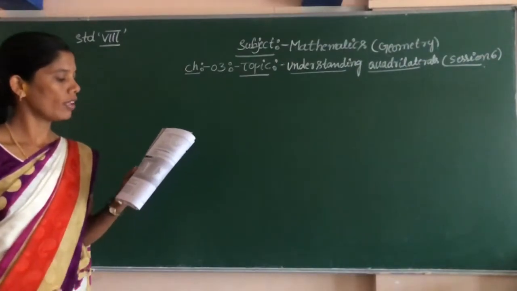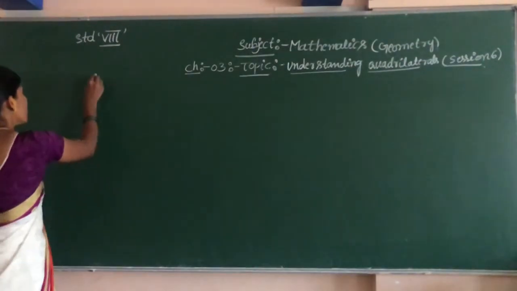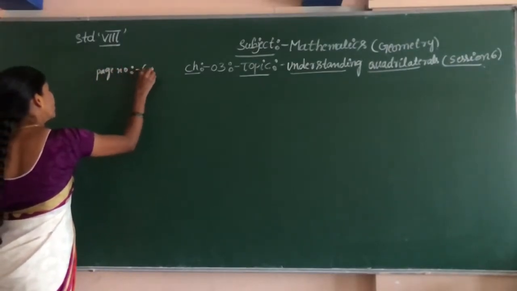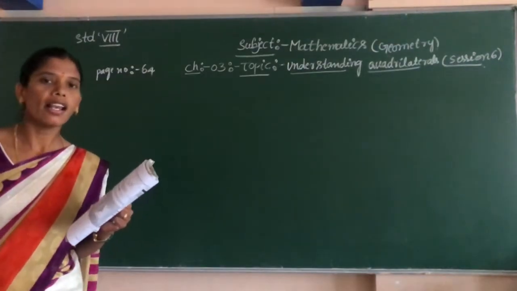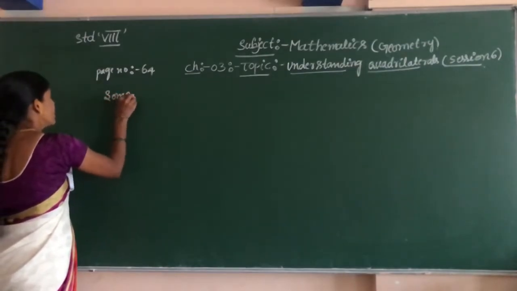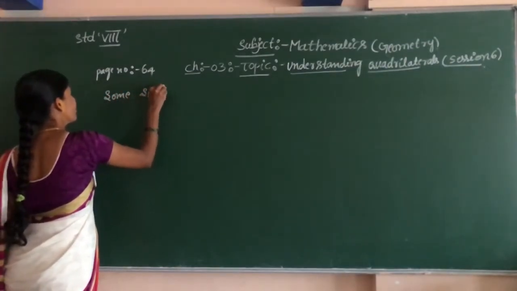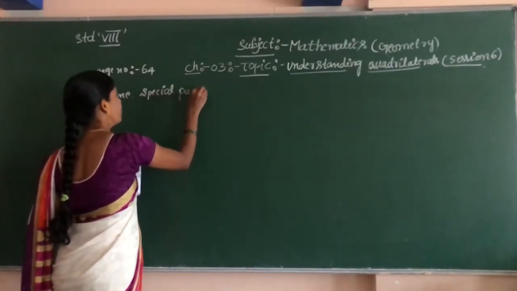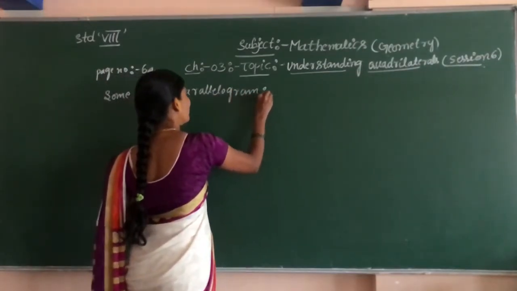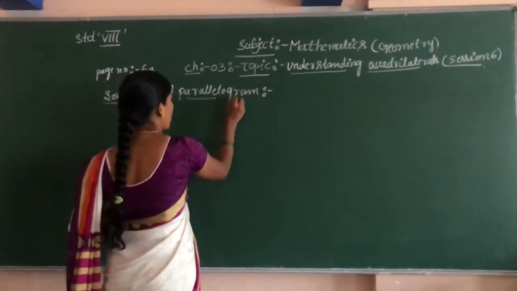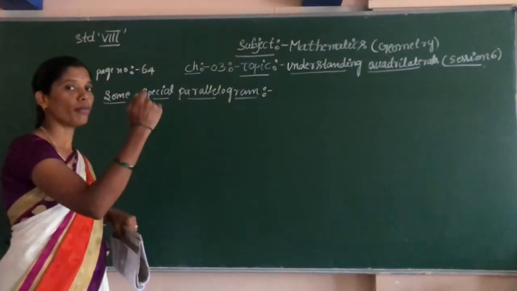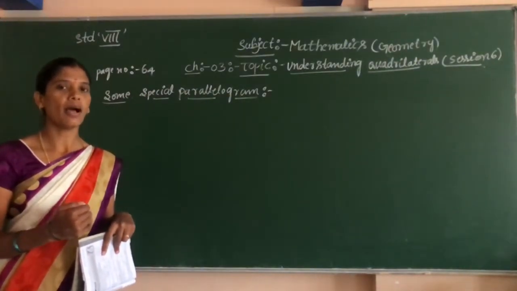Open page number 64. You should write down some special parallelograms. You already know, children, the properties of a parallelogram: it has two diagonals, and the opposite sides are equal.